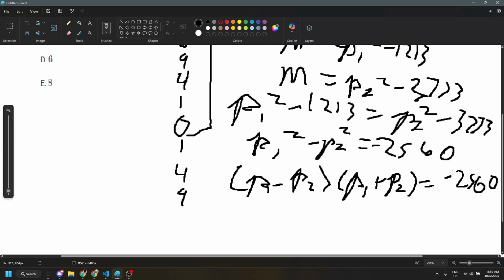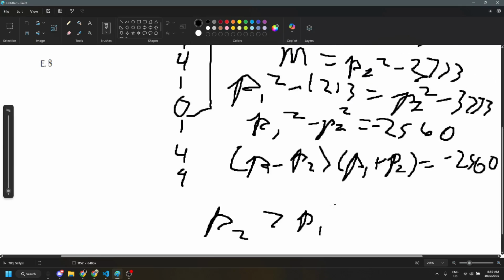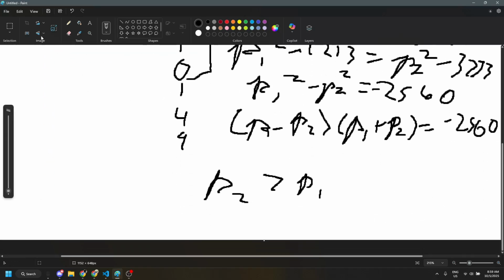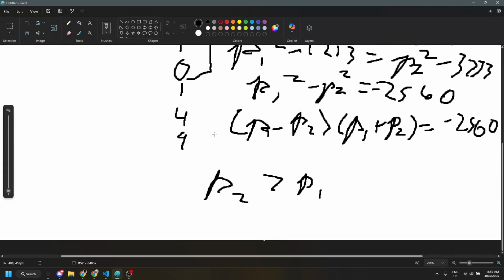Okay, so this needs to be negative. Since these two are positive, that can't be the negative part. This has to be the negative part, which means that p2 is greater than p1, which, of course, makes sense. I don't even know why I had to write that, but anyways.